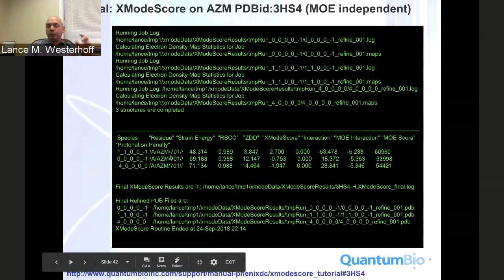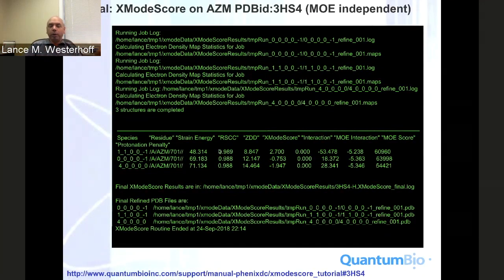So this was 3 refinements run in parallel with 3 different tautomeric, protomeric states, exactly the same 3 we talked about a few minutes ago. And then you can see here's the strain energies, here's the ZDD, and then the XModeScore for each one of those, all the way down through. And then these, of course, if you wanted to look at all the PDB files, so on and so forth, you could do that.